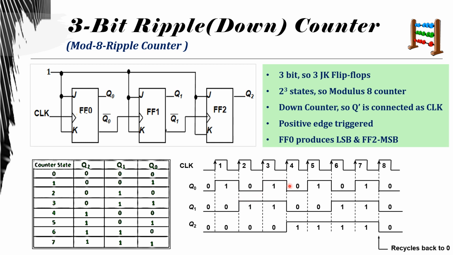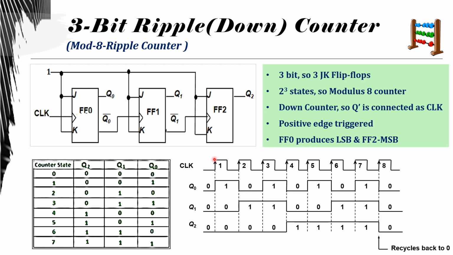During the next negative edge, Q1 again changes its state. The negative edge of Q1 is considered as the clock input of FF2. So during the negative edge of Q1, Q2 changes its state from 0 to logic 1. During the next negative edge, it changes again to 0.